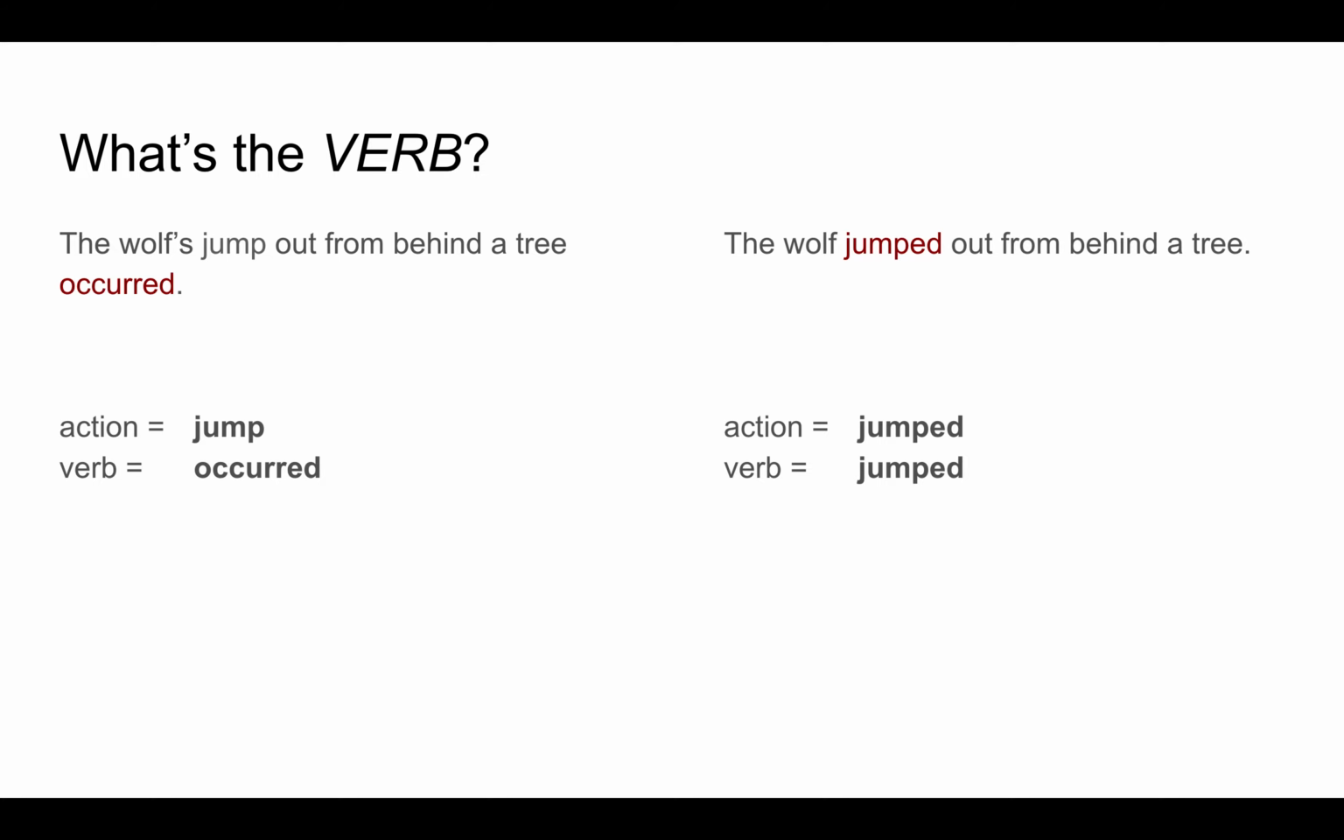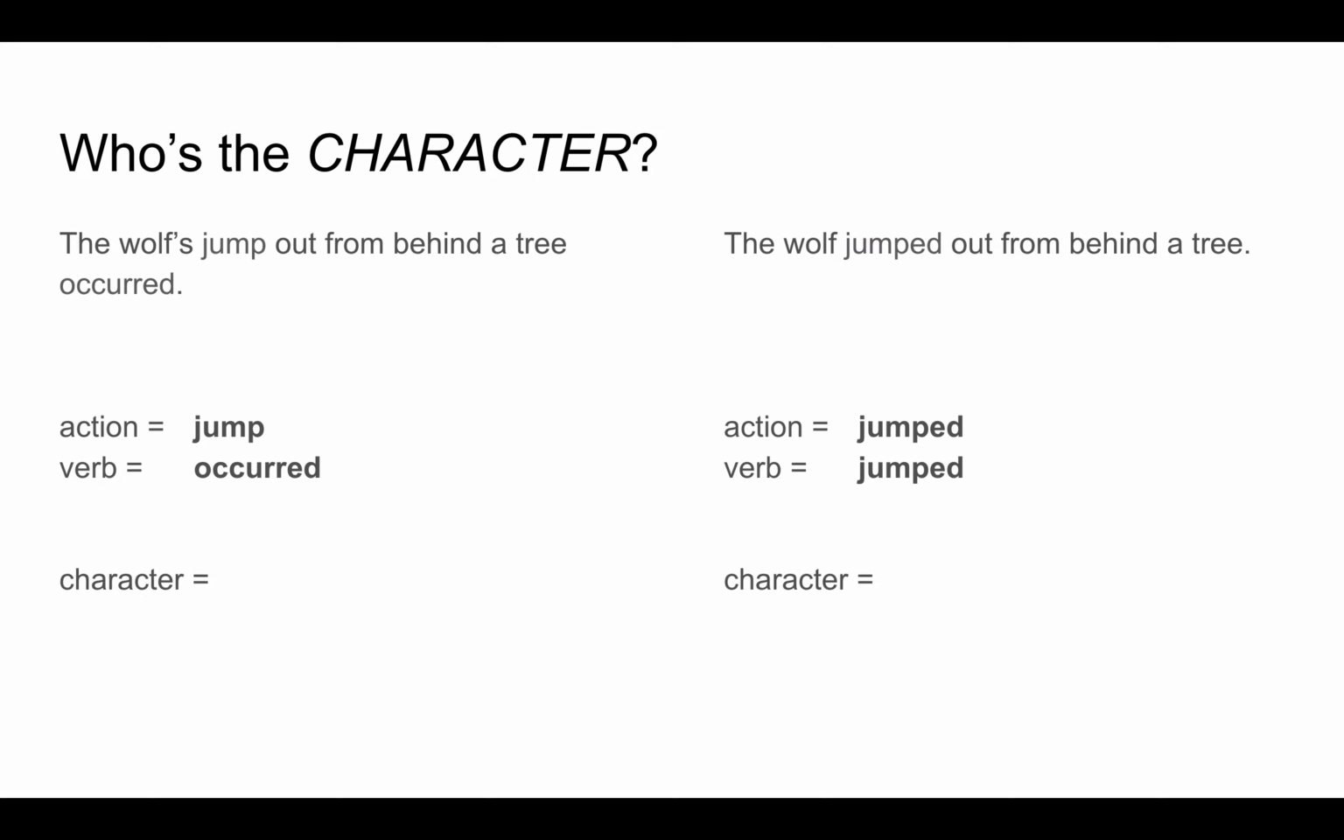Next question. If the action in the story is jumping or jump or the movement jump, then who is doing it? Who's the character? Remember, a story has character and action, so who's the character doing the jumping? Well, in both of these stories, the character is the wolf. If this little clause, if this sentence is a story, this is the main character of the story. It's the wolf and his jump. That's what the story's about.